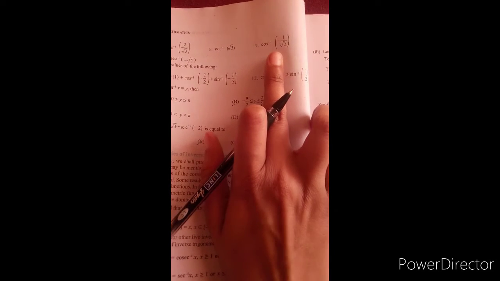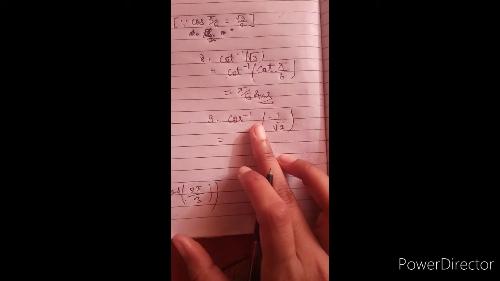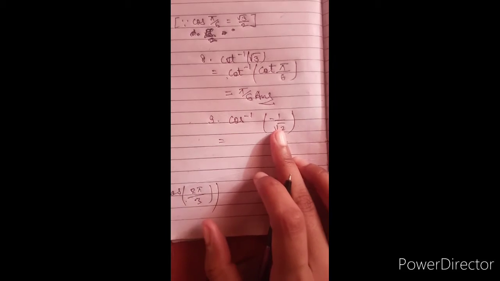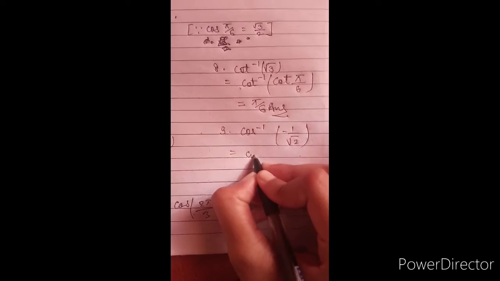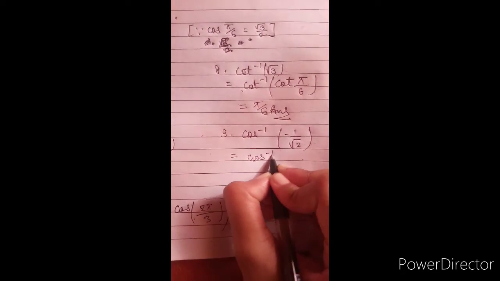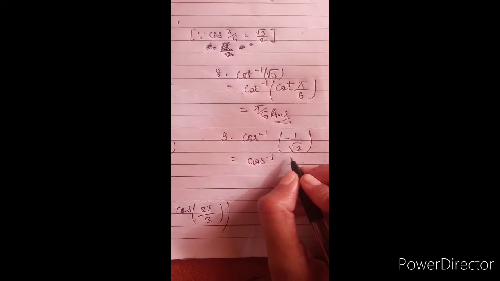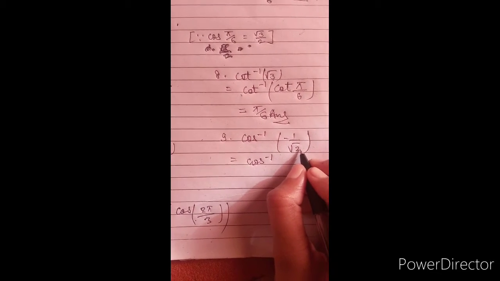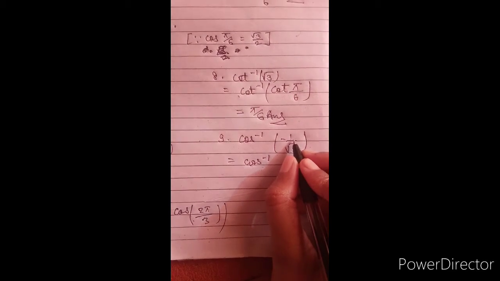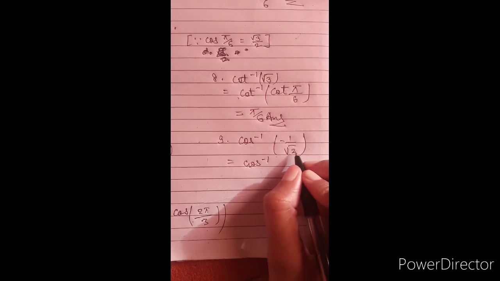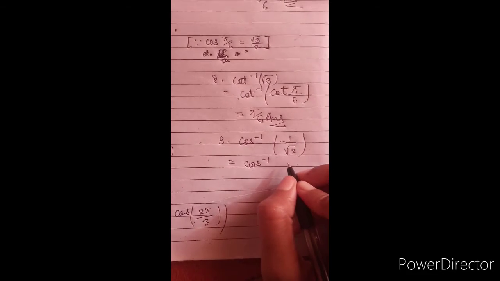Question number 9 is cos inverse minus 1 by root 2. Now here is the question, cos inverse minus 1 by root 2. So we put cos inverse as it is, then minus 1 by root 2. We put cos 3 pi by 4 in place of minus 1 by root 2, because the value of cos 3 pi by 4 is equal to minus 1 by root 2. So let us put here cos 3 pi by 4.